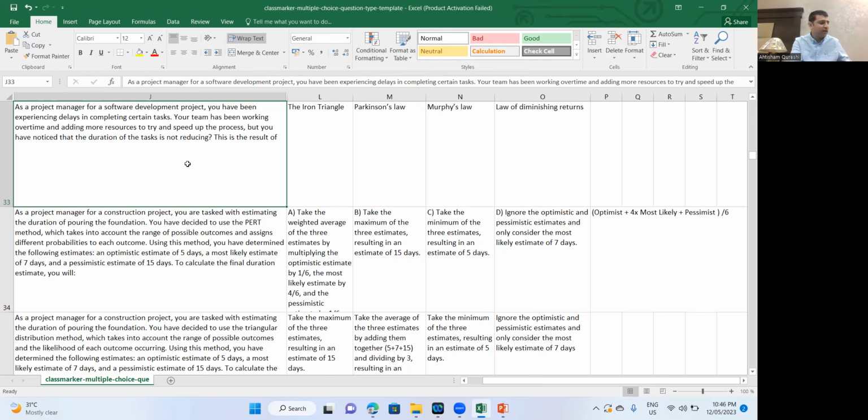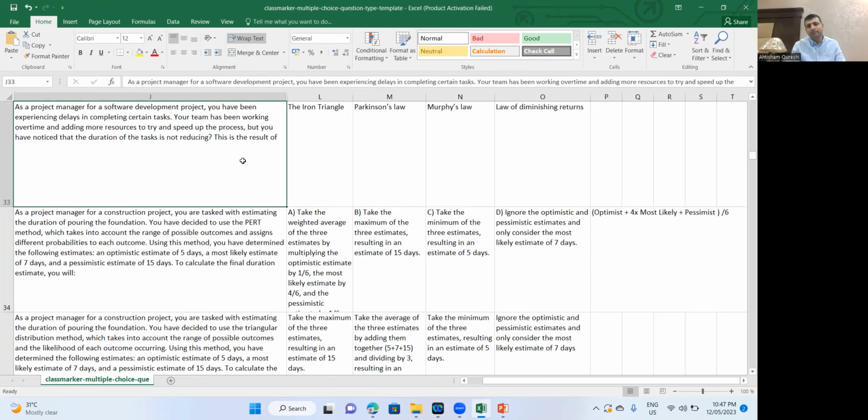Okay, you get the point now. Now in this description, what does it relate to? You guys are here? Hello, yeah, Kumar. I'm here. Is it Murphy's law? Is it Parkinson's law? Is it the iron triangle?